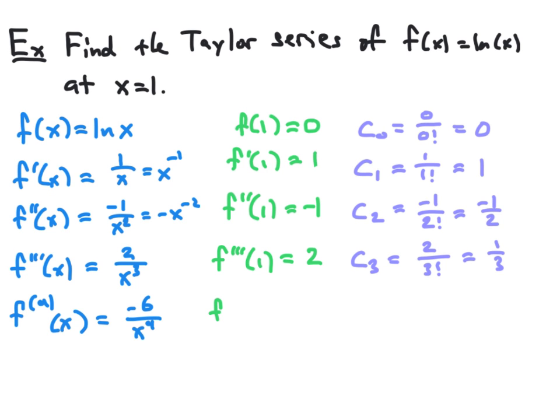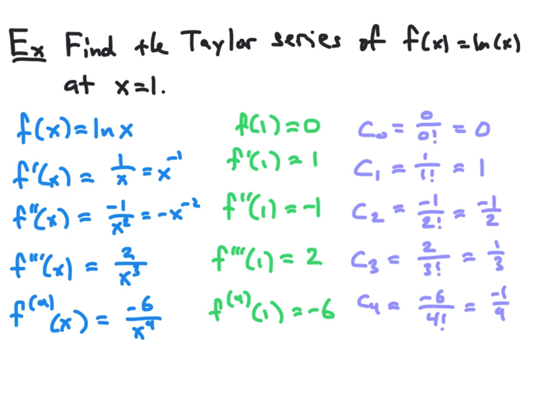We could then evaluate that at 1 to get that the fourth derivative of f evaluated at 1 would be negative 6 over 1 to the fourth, or negative 6. And c sub 4 would be then that value, negative 6, divided by 4 factorial, so negative 6 over 24, which would be negative 1/4.